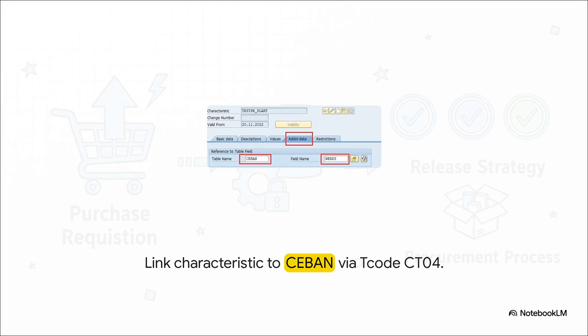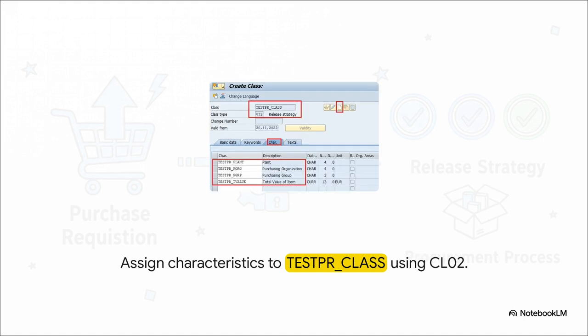Using transaction code CT04, we're actually forging that first tripwire. When you set this up, you are explicitly linking your new custom characteristic straight to the WERKS field in the CEBAN table. Basically, this tells the system exactly what shadow to watch for when a user tries to sneak a requisition through. Moving right along, let's see how this all connects.